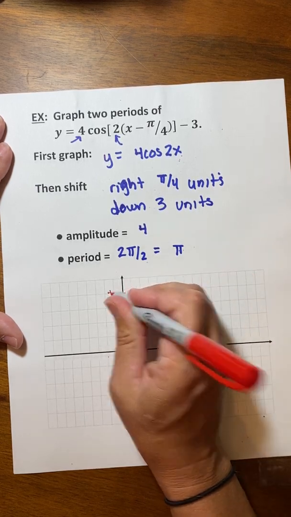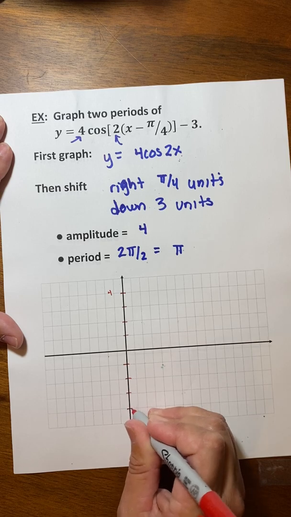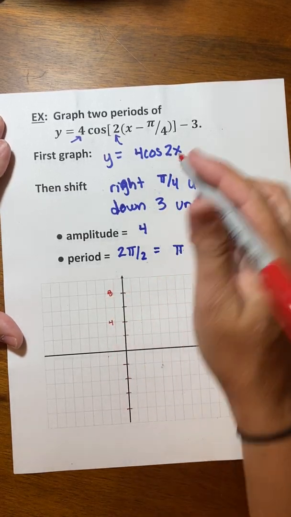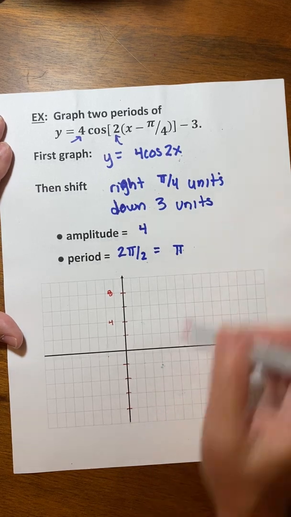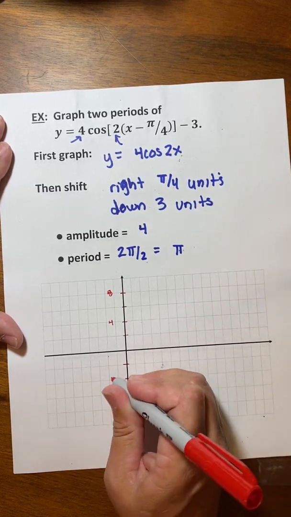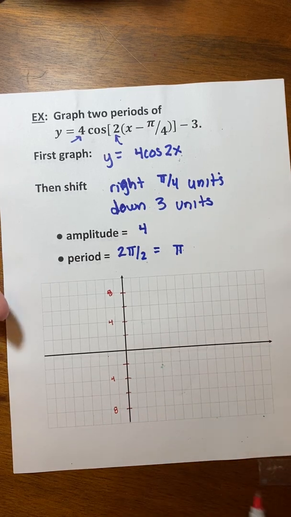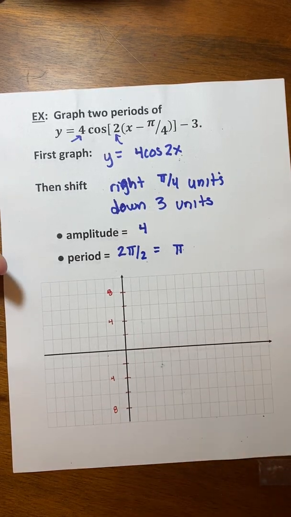All right, so here's 4. 1, 2, 3, 4. Actually, I'm going to make 4 here. I'm going to make this 8 because when I shift it down, if I made that 4, I'm shifting it down 3 units. I'm going to lose some of my picture. So let's make that 4 and this 8. So each step up is a shift of 1.